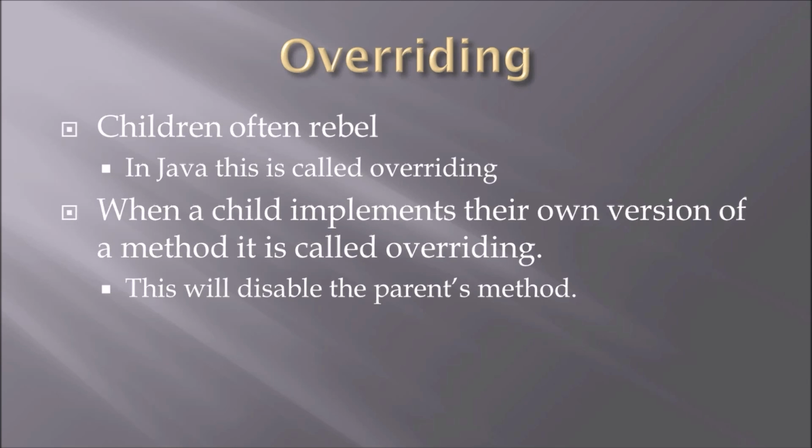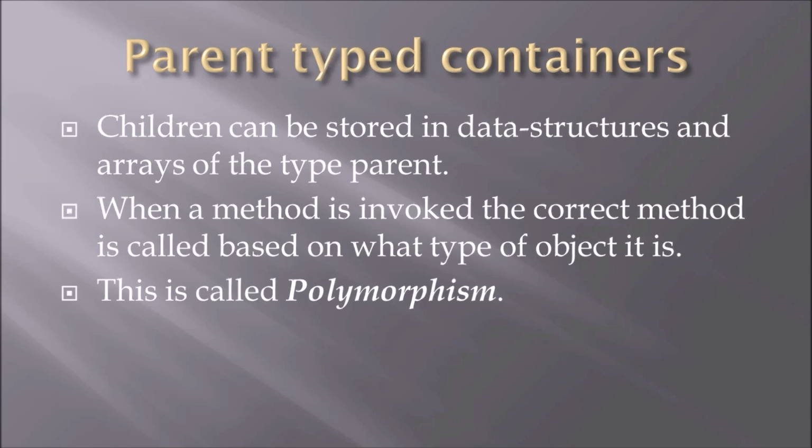So children often rebel, and in Java this is called overriding. When a child implements their own version of the method, it's called overriding, and what will happen is it will disable the parent's method. Again, children can be stored in the data structures and arrays of the type parent. When a method is invoked, the correct method is called based on what type of object it is. So regardless of the fact that it's an array of type parent, if the instance being held is a type child, it will call the correct method. This ability for the compiler to dynamically choose which method to call is called polymorphism.